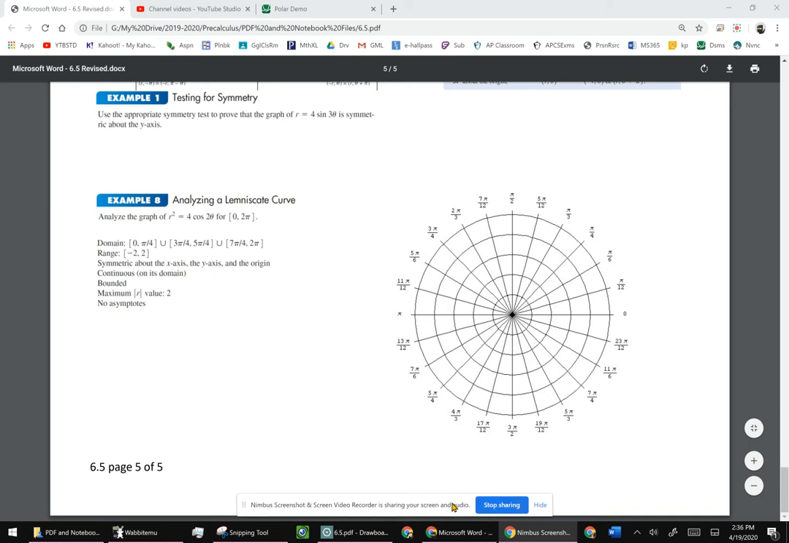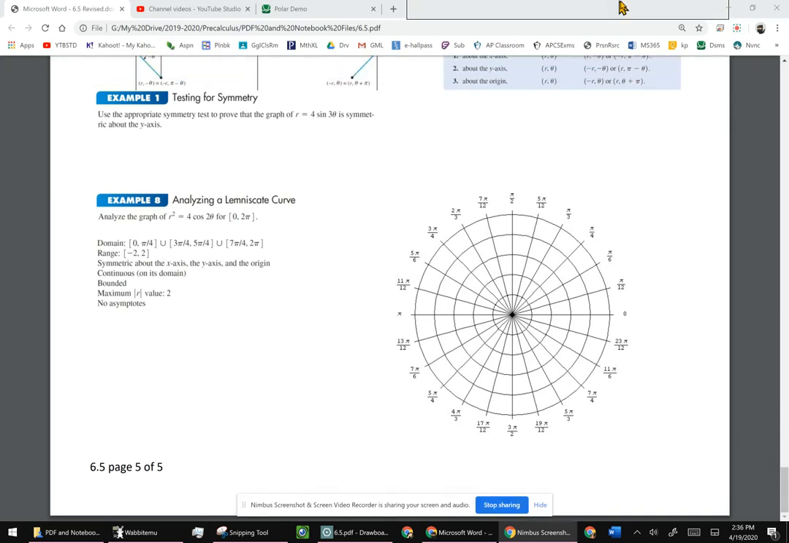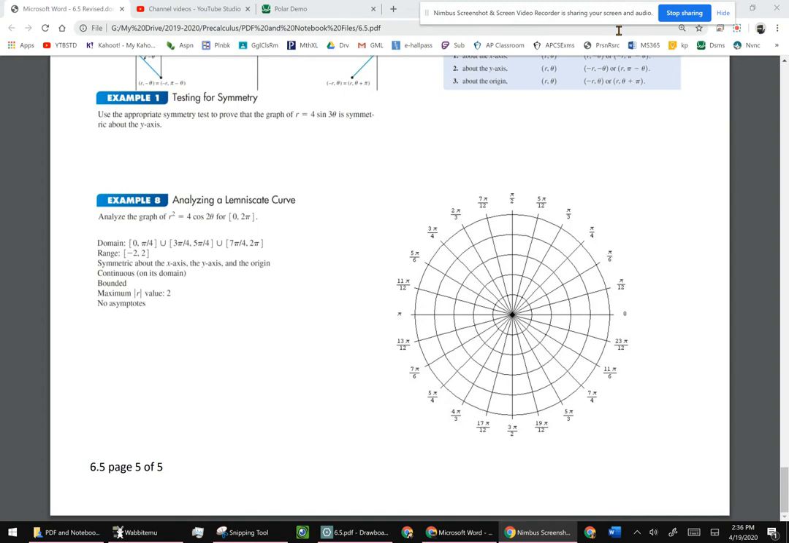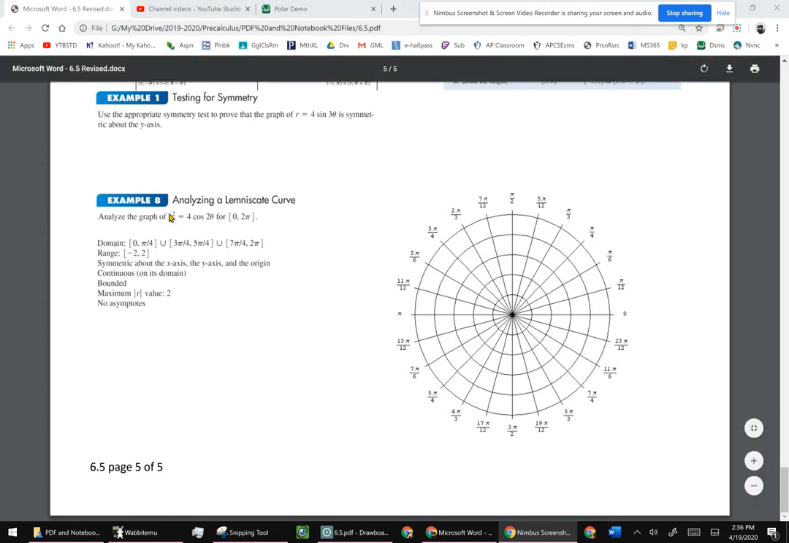Hey guys, we're up to the final example 8 of the textbook. I know it's been a long set of videos. Analyzing a lemniscate curve. Notice this one is r squared and 2 theta. It's very specific to 2 theta. This appeared once, I believe, in BC calculus, so at this point, I would guess it's purely enrichment.